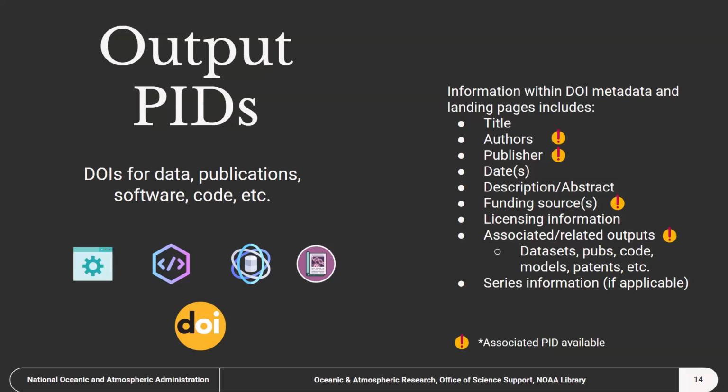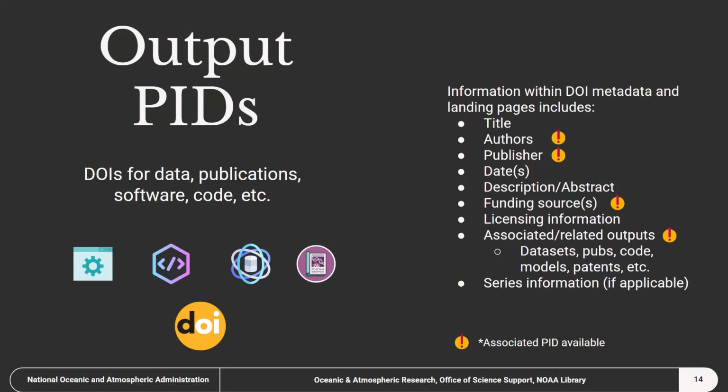Licensing information. So, especially for publications and data, but this applies to software and all sorts of outputs. How can people use and reuse this? Is this something licensed under a Creative Commons license? Is it in the public domain? That's the info we would be putting in there.